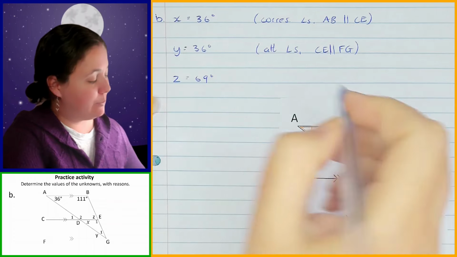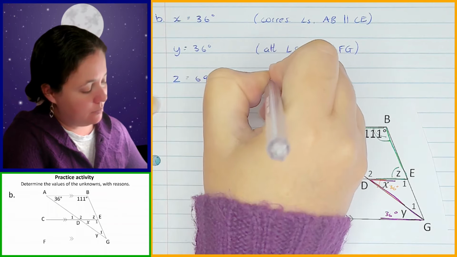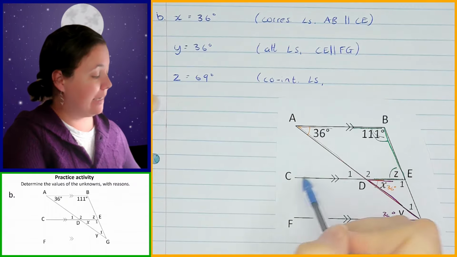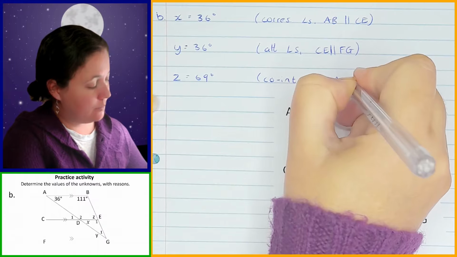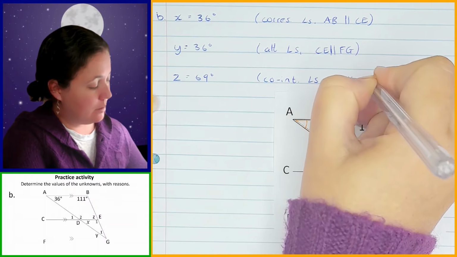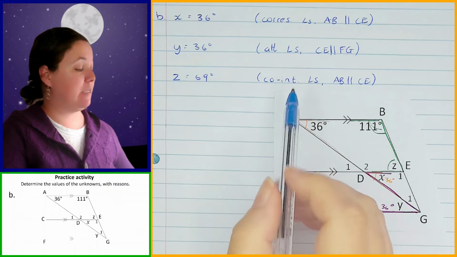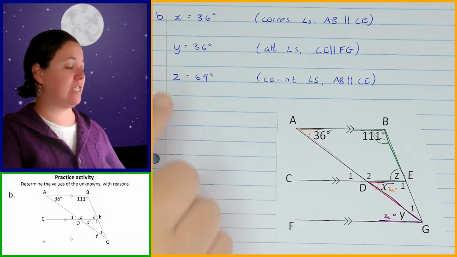And my reason is because these two angles are co-interior and these lines are parallel. And we know that when lines are parallel, co-interior angles will be supplementary, and that's how we got that 69 over there. So that's what you should have got for question B.